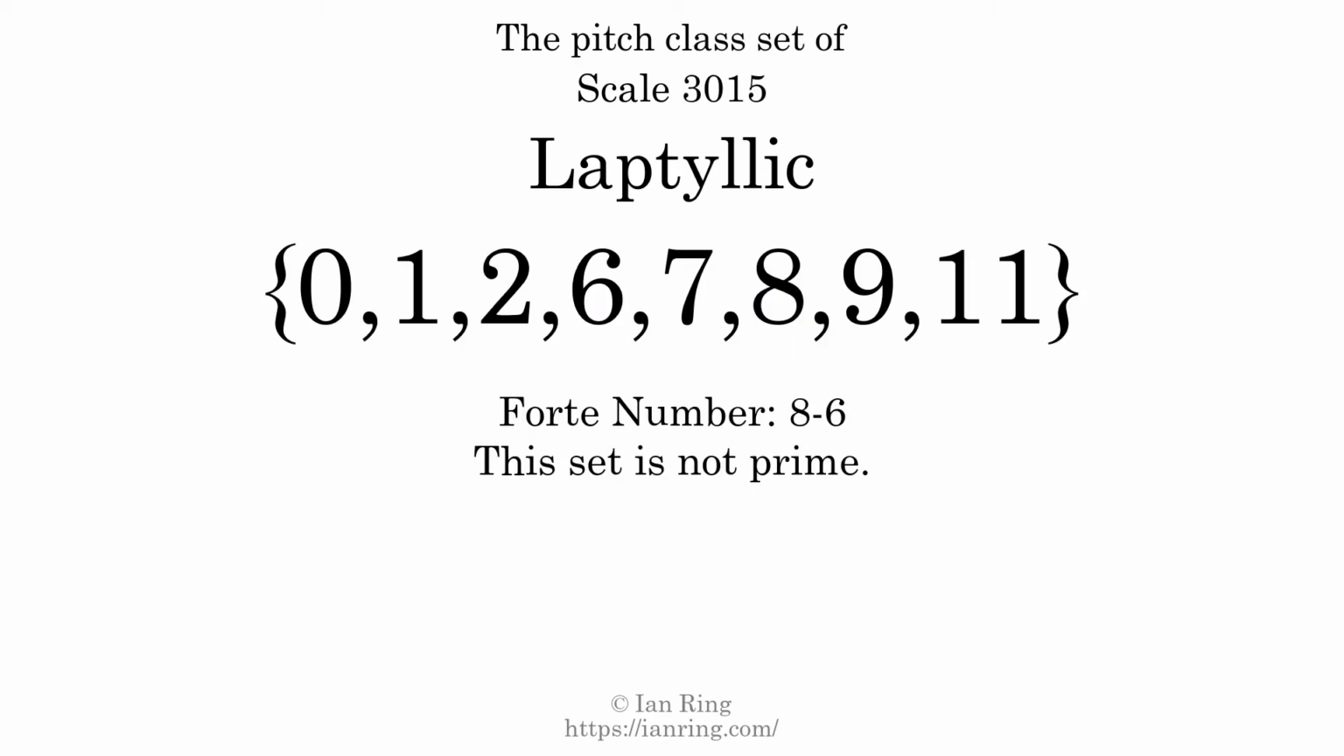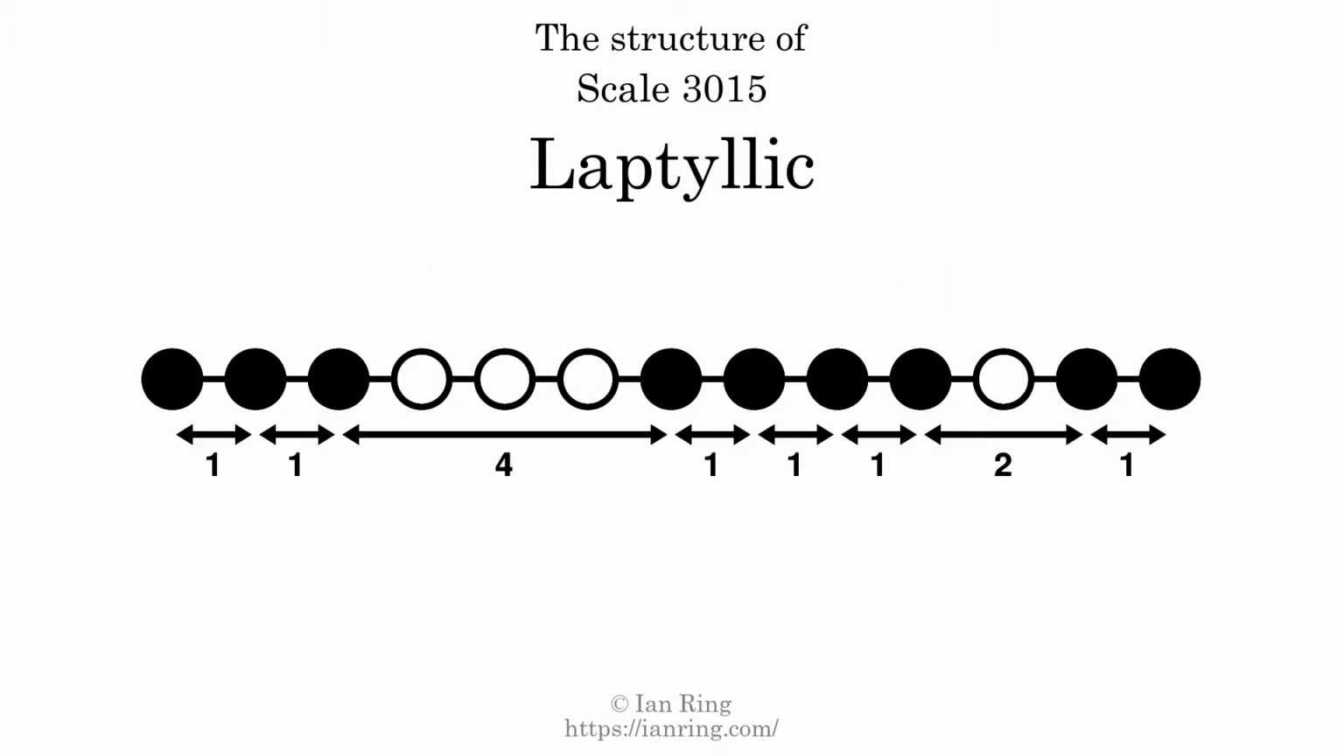The pitch class set for this scale is 0, 1, 2, 6, 7, 8, 9, 11. The fault class is 8, 6. This set is not prime. The structure of a scale is a description of the interval distance between each successive tone. This scale has a structure of 1 1 4 1 1 1 2 1.